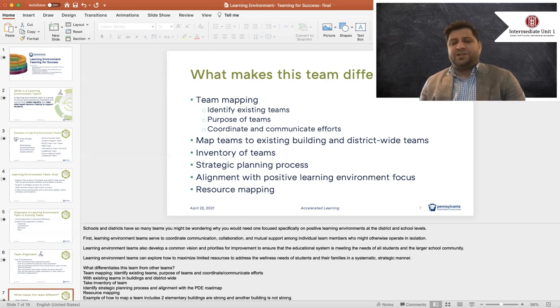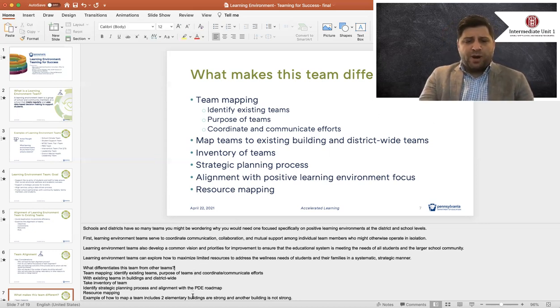Learning environment teams can explore how to maximize limited resources to address the wellness needs of students and their families in a strategic manner. So again, one of the considerations we saw in an earlier slide was that we want to look at resources of the existing teams. So this is another way to maximize those resources. We know resources are limited, for many of us. So how do we maximize those resources so we don't have multiple teams vying for the same limited resource?